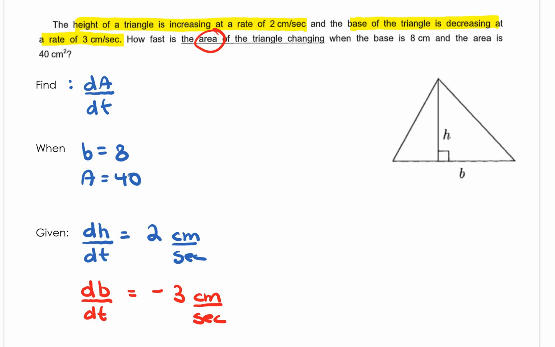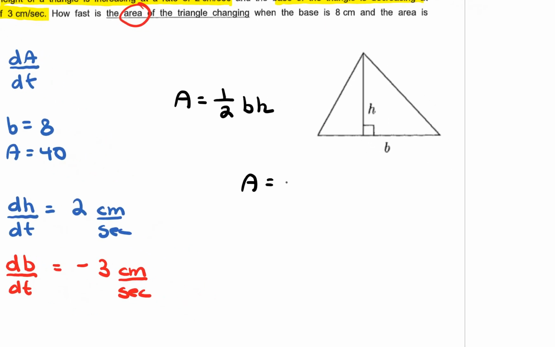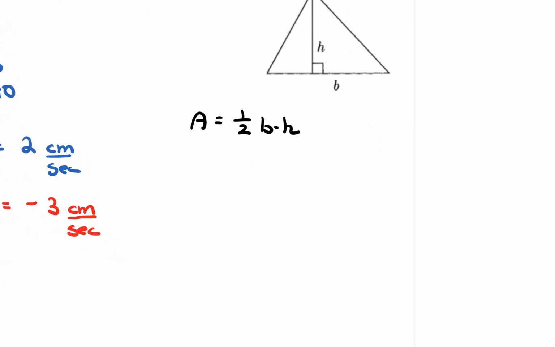So there's a lot of things going on in this particular problem. We want to know how dA over dt is changing at a very specific moment, and that moment is when the base is 8 and when the area reaches 40 centimeters squared. All right, so the area of a triangle is 1/2 base times height. Actually, maybe I'll write over here. So area equals 1/2 base times height. And let's go ahead and find the derivative of this, and we'll notice that we'll run into one little problem for this particular case here.